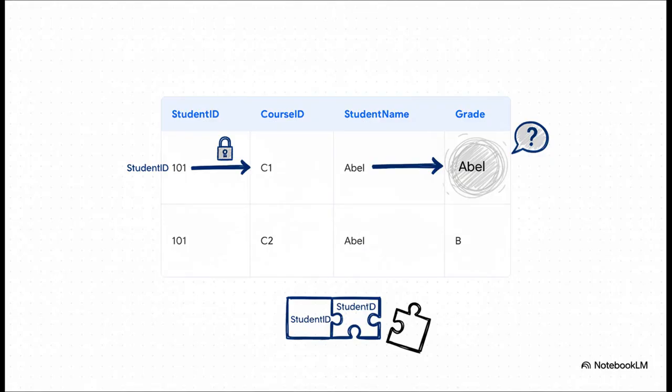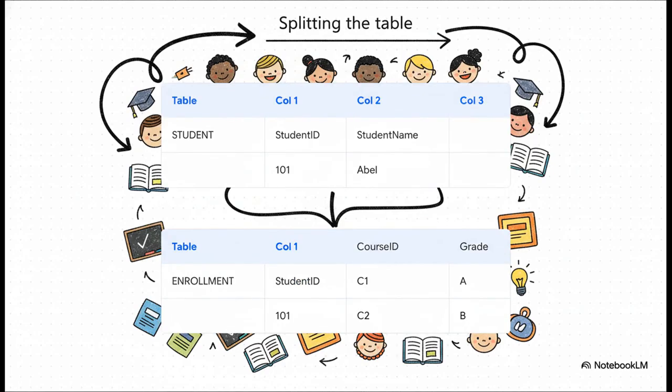Check out this table. The only way to uniquely identify a row is by using both the student ID and the course ID together. That combination is our primary key. Now look at student name. Does the name Abel depend on both the student and the course? Of course not. It only depends on the student ID. That's a partial dependency. And it's a problem because we're forced to repeat the student's name for every single course they take.